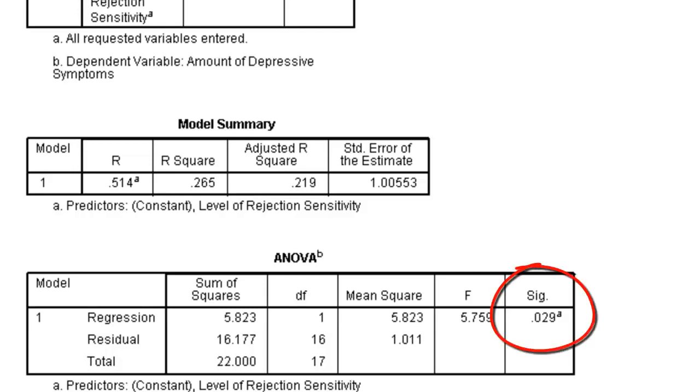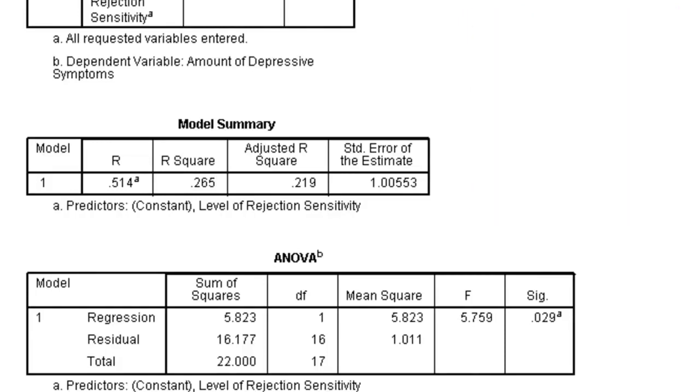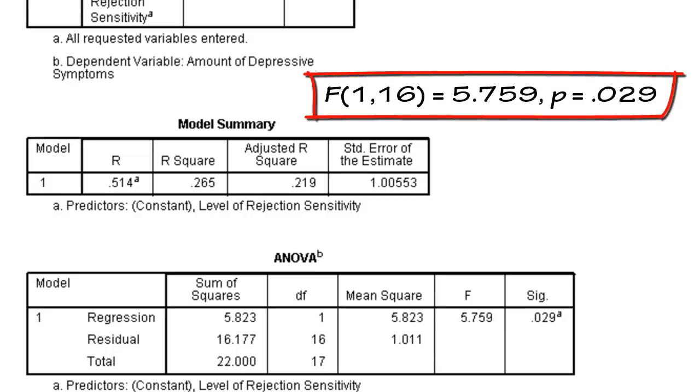Are they good predictors of the outcome variable, in this case depressive symptoms? We determine that by looking at the significance value of our model. In this case, our significance value is 0.029. This is less than alpha, 0.05. Therefore, the model is significant. We would report the model significance as F(1, 16), our degrees of freedom, equals 5.759, our F value, p = 0.029, which is our p value, our significance value.